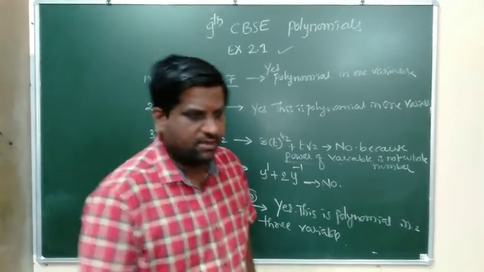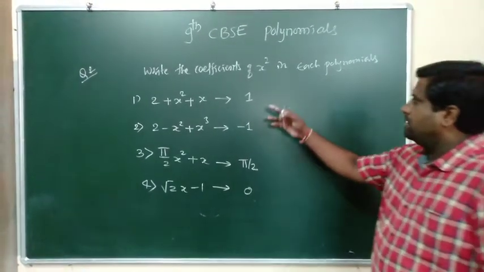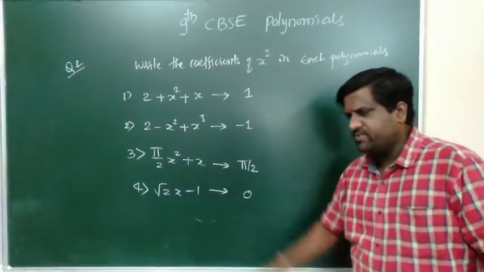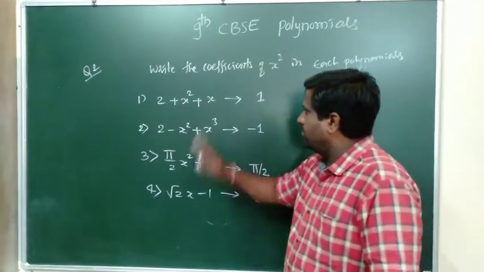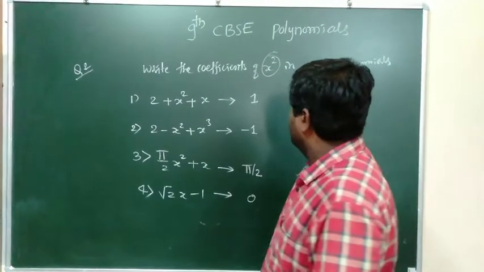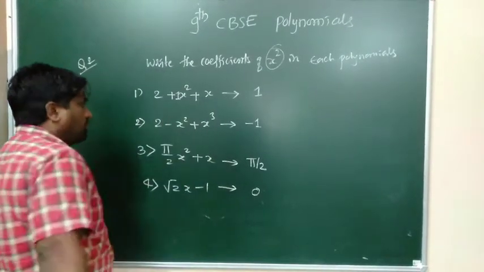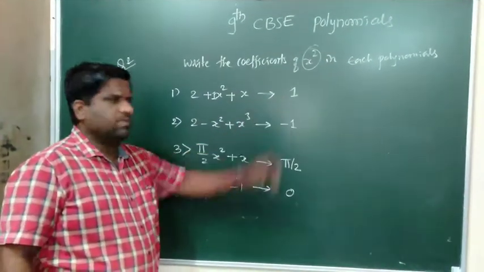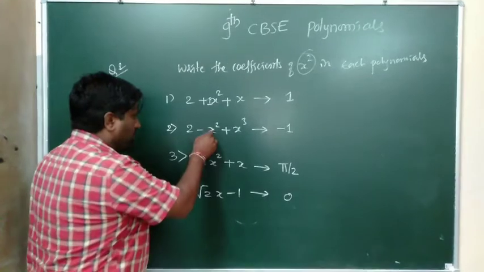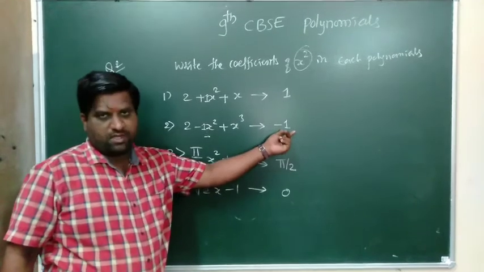Let us do question number 2. Write the coefficient of x square in each of the given polynomials. You will be given an expression like this, and you have to write the coefficient of the required term. In this question, we are asked to write the coefficient of x square. So how much does the coefficient become? 1 plus 1, you simply mention it as 1. In the second example, the coefficient is 1, and you have to mention the value with its sign, so that will become minus 1.